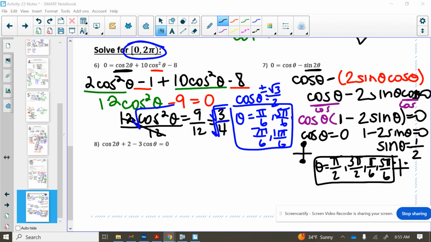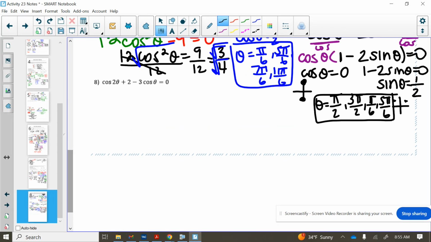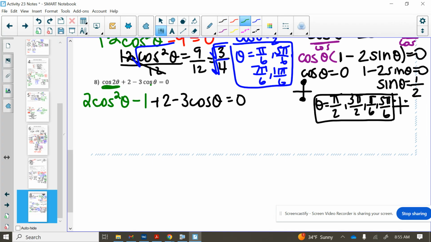All right, our last one we are looking at is another cosine of 2 theta. So again, we want to make a decision. Now in this case, I already have a cosine. So it's going to be to my advantage to change this cosine 2 theta to be 2 cosine squared minus 1, because I already have a cosine here. So now everything is in terms of cosine, at least the same trig there. And if we combine like terms, we have 2 cosine squared minus 3 cosine, and then the negative 1 plus 2 would be positive 1. So notice we have a cosine squared, a cosine, and a constant.